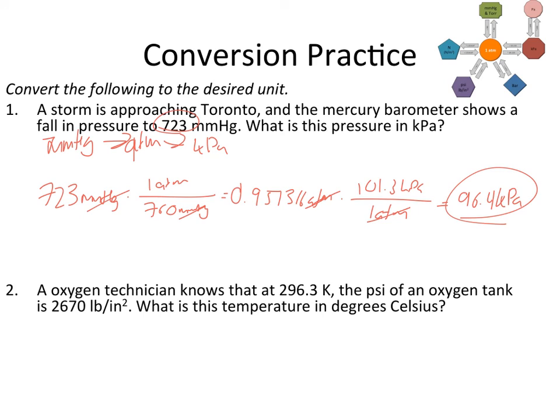Now here, the second question says, an oxygen technician knows that at 296.3 Kelvin, the pounds per square inch of an oxygen tank is 2,670 psi. What is the temperature in degrees Celsius? So to get from degrees Celsius to Kelvin, we add 273. So here we're given Kelvin. All we have to do is take Kelvin minus 273, and we'll get degrees Celsius. So if we take 296.3 Kelvin and subtract 273 from it, what we get is 23.3 degrees Celsius.